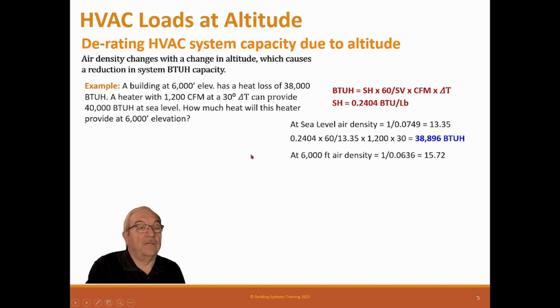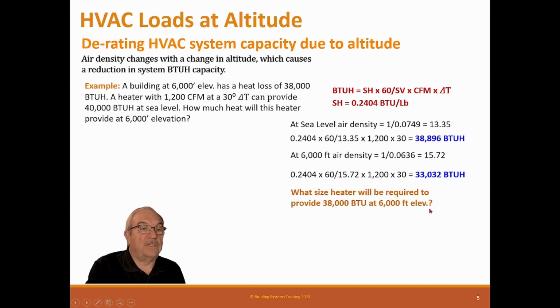We got that 38,000. Okay, at 6,000 foot air density, it goes to 0.0636, which means the specific volume is 15.72. So we work this equation again, 0.2404 times 60 divided by 15.72 times 1,200 times 30 equals 33,032 BTU, which means we don't make the 38,000 that we require to heat the space.